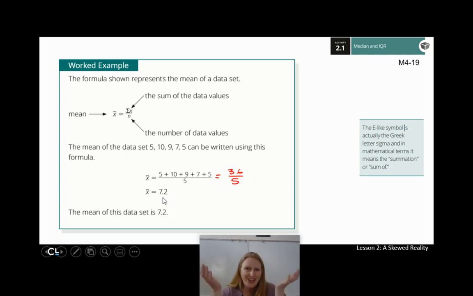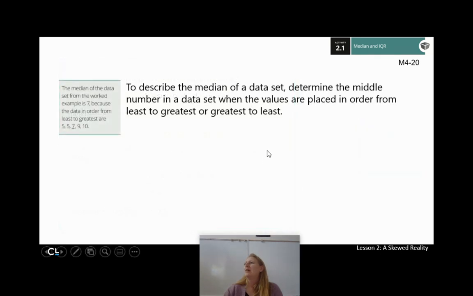Now, you already knew how to find this. This wasn't a surprise, but we just have some cool new notation for that. So when you see this little X bar, don't freak out. You're just going to find the average. That's it. You're going to add them all up, divide by how many there are.